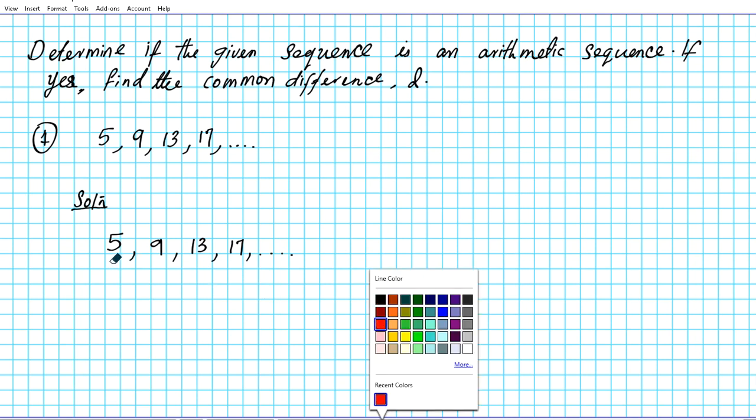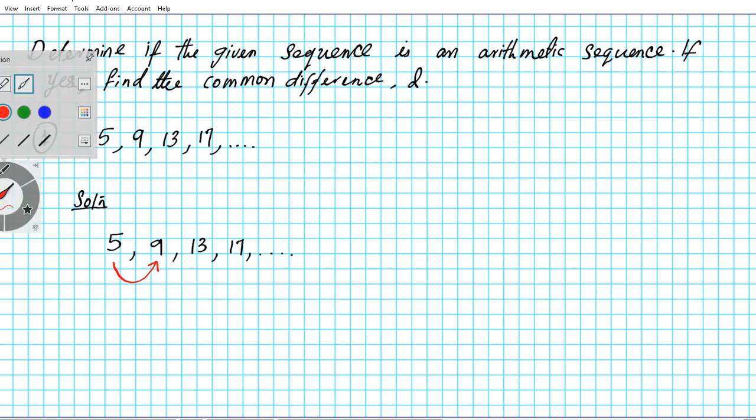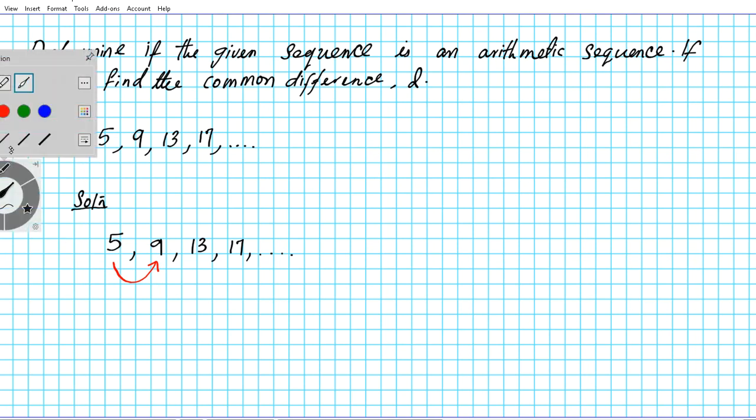So from 5 to 9, what is the common difference? In order to find a common difference, you just subtract. Okay, so we just say 9 minus 5, and 9 minus 5 is 4. So since 9 minus 5 is 4, that basically tells us that we're adding 4 in order to go from the first term to the second term.